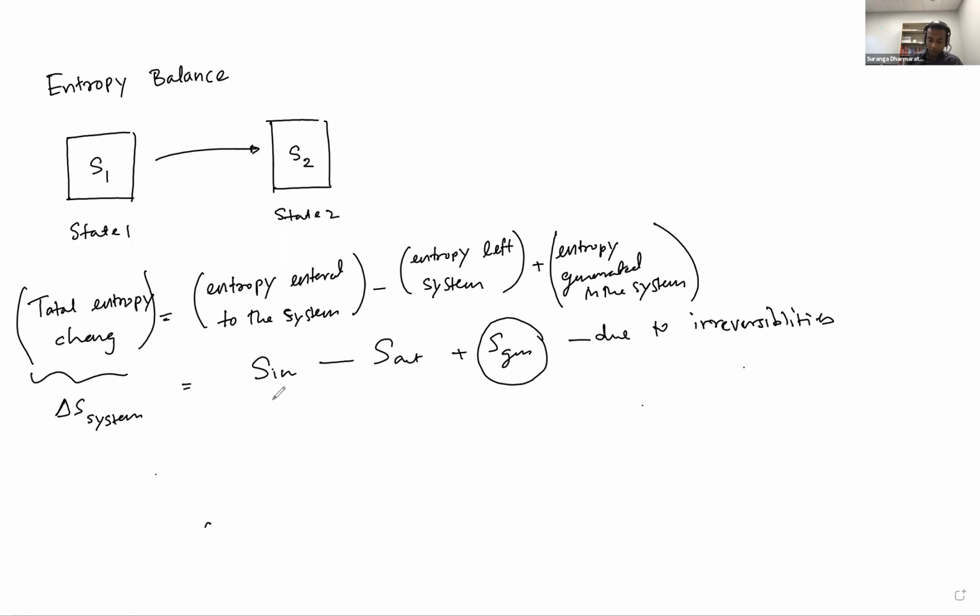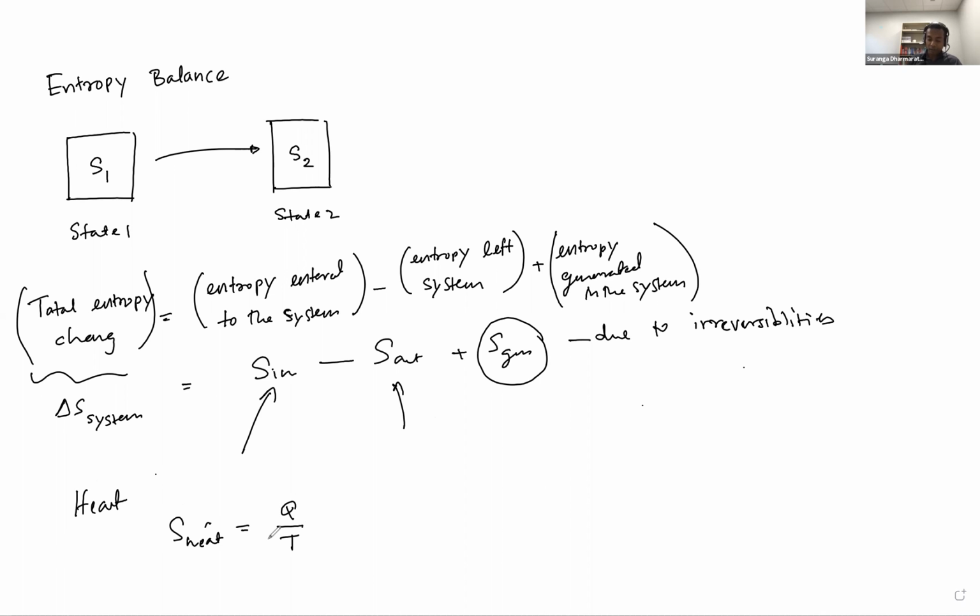And what causes entropy transfer? How can entropy transfer in and out of the system? There are two mechanisms of entropy transfer. One is heat, and if you take entropy transfer by heat, you already know how to calculate it. Entropy transfer by heat, S heat, is equal to Q over T.